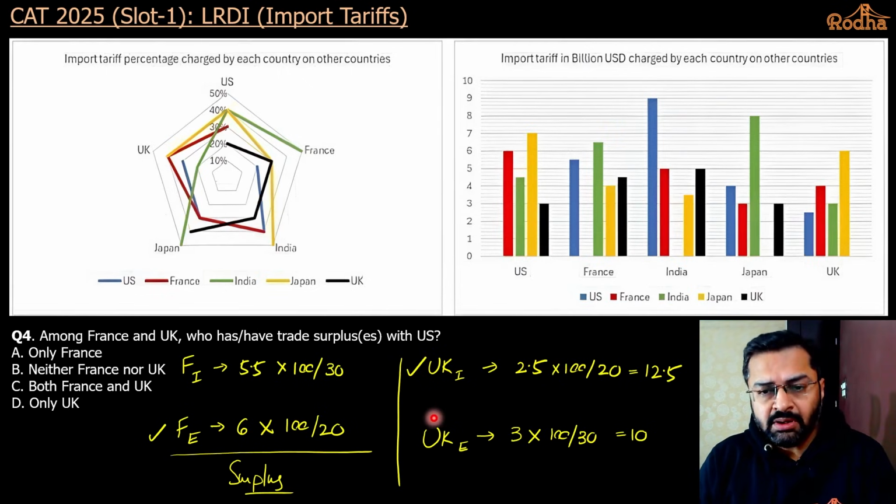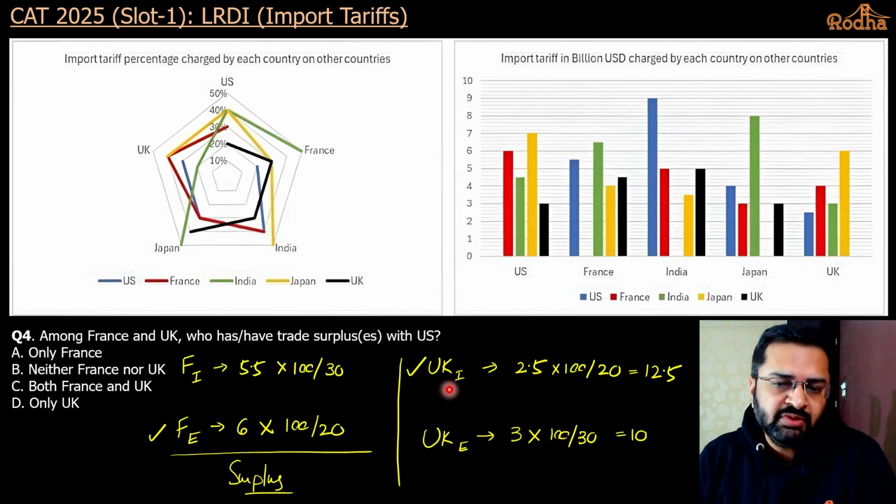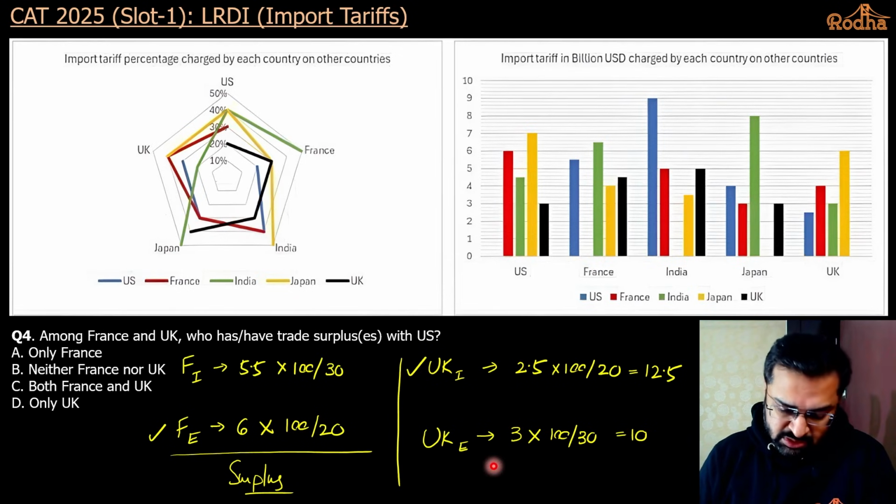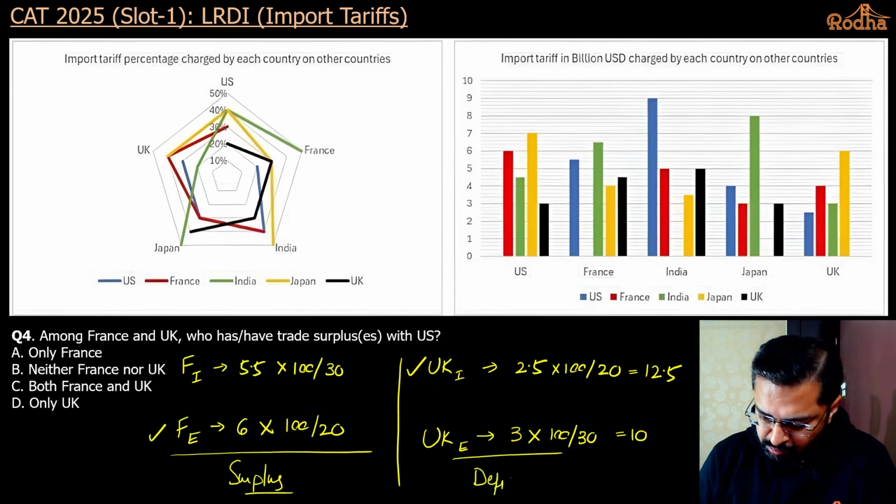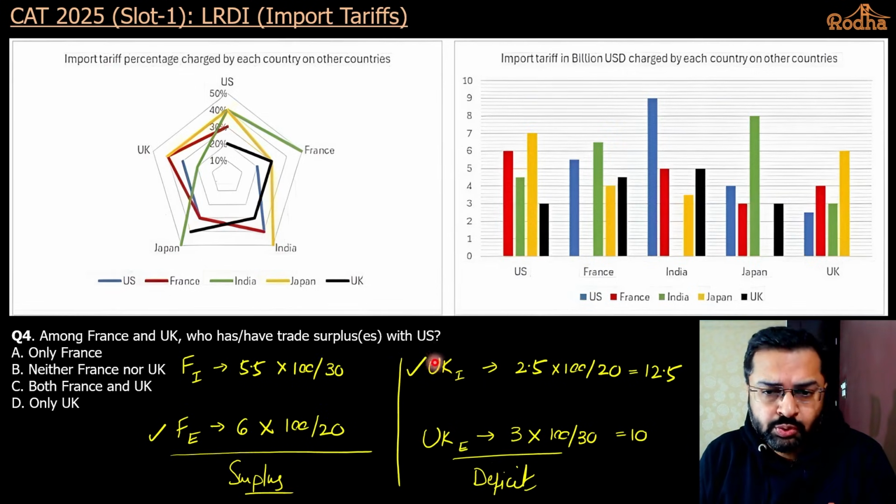So what does that mean? In this relation between UK and US, the US enjoys a surplus and UK experiences a deficit here. So UK imports more in comparison with US. So what is this then? This is a deficit.